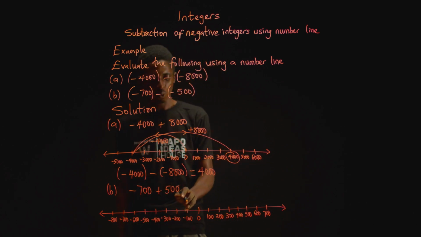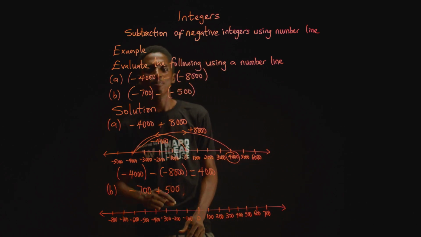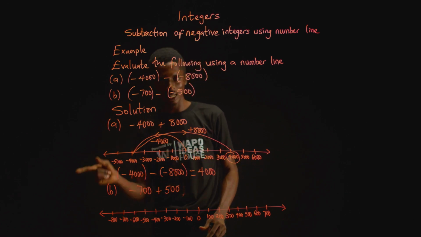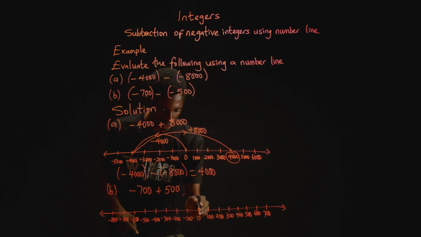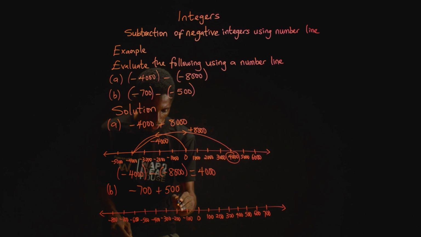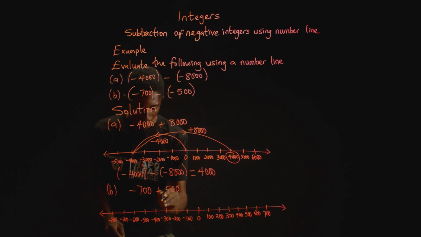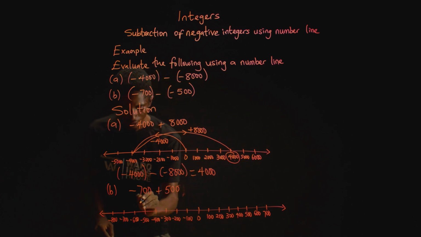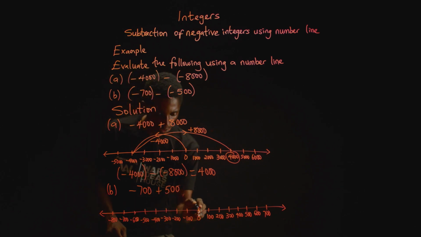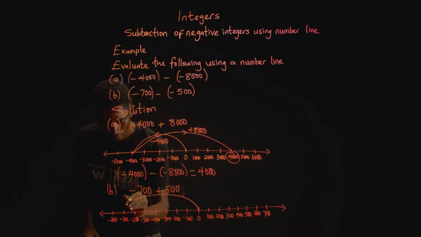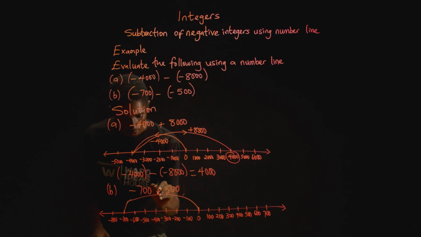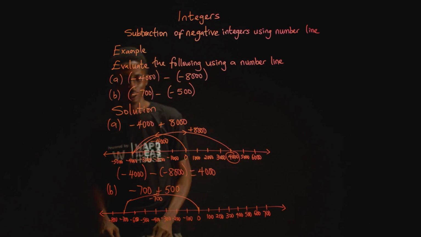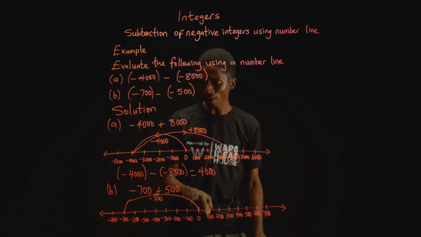Now let us show minus 700 on this number line. To do that, we are going to start from 0 and move 7 steps to the left of 0. Count with me. 1, 2, 3, 4, 5, 6, 7. This shows minus 700.